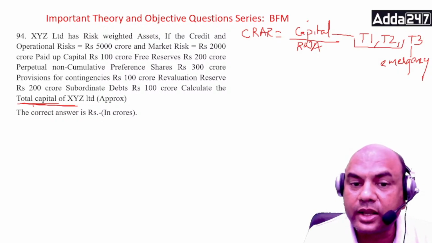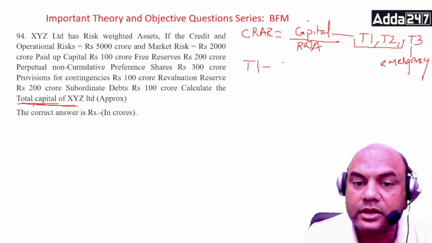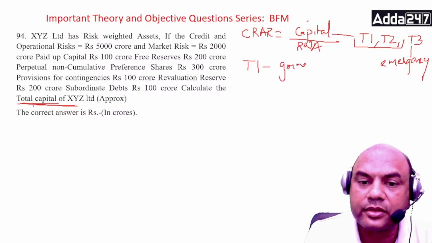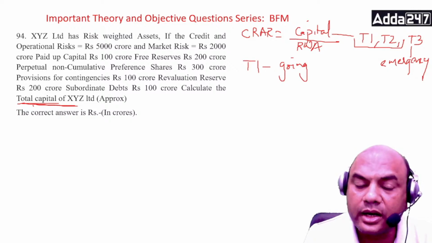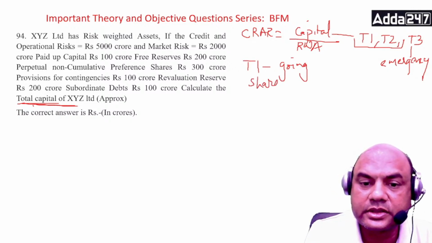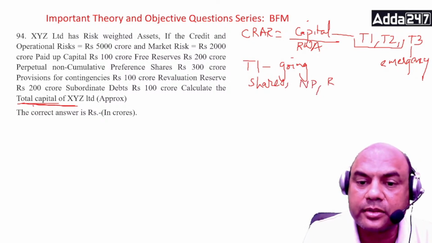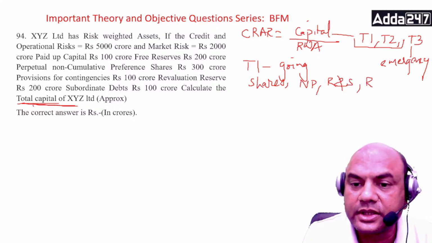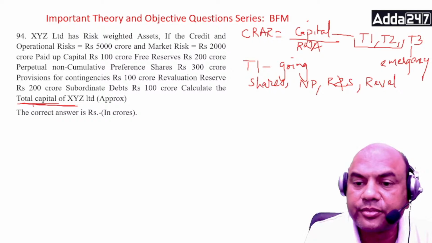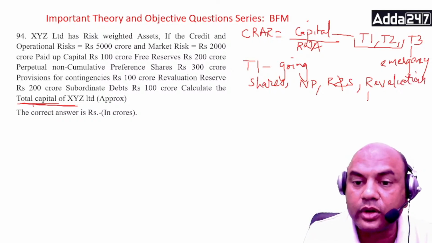T1 is known as free capital. What does T1 include? Going concern, free capital. Here it includes 4 elements. One is shares. Second is net profit. Third is reserves and surplus, R&S. And fourth is revaluation reserves. These are the 4 elements in T1 capital.